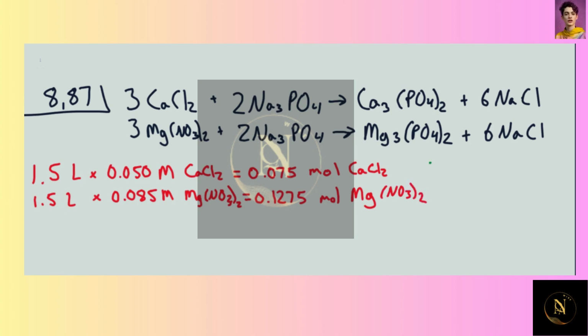So we can combine these two because it doesn't really matter what their identity is. They both will react with sodium phosphate exactly the same way. So when we combine them, we get 0.2025 moles of calcium and magnesium.